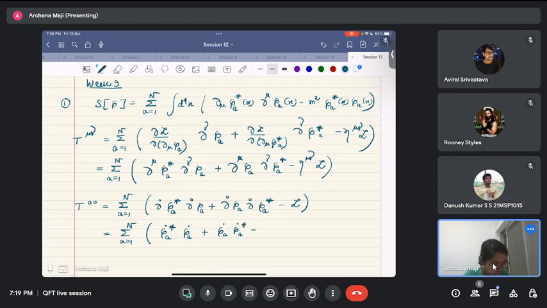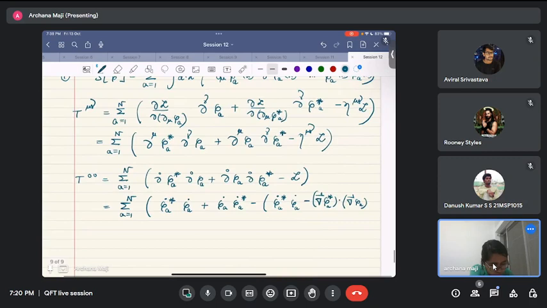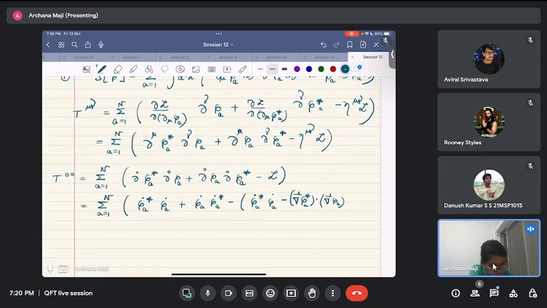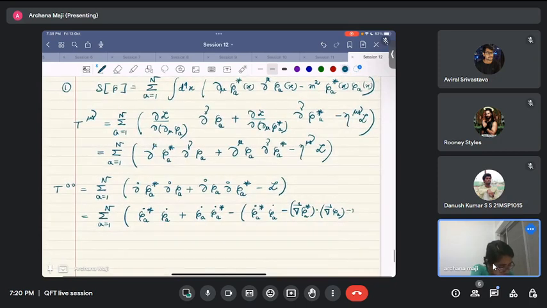Minus L, so let's write that down. Phi dot star phi dot. Okay, the next term. So you have covariant derivative here, but contravariant derivative here. So that will give you gradient of phi star dotted with this, minus is because of that contravariant, gradient of phi A, minus m square phi A. That is the Lagrangian density.